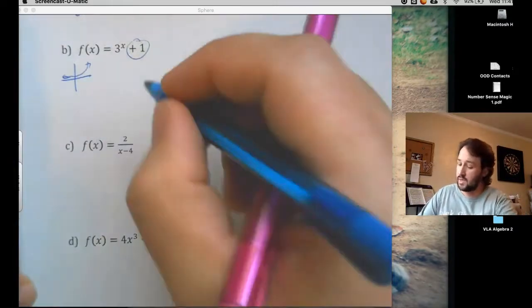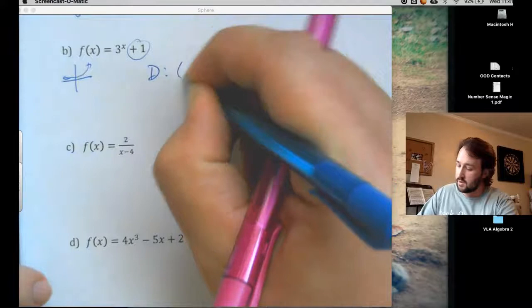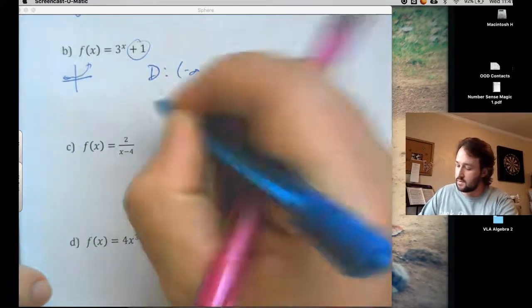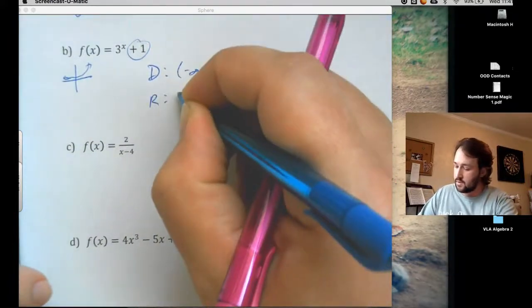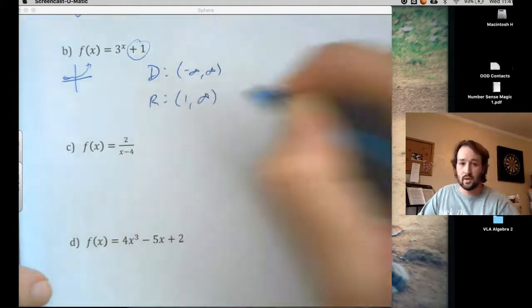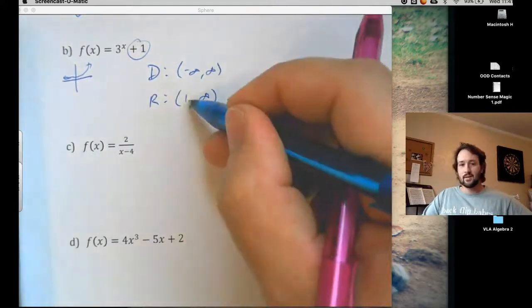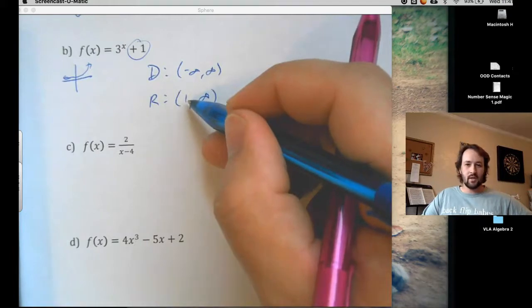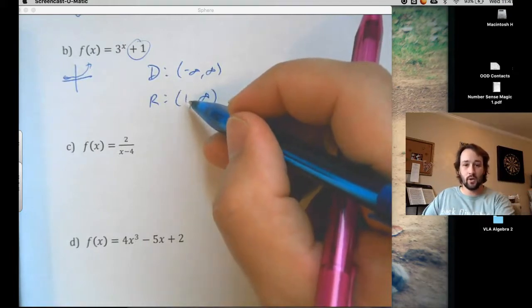So for our domain, it's going left and right forever from negative infinity to infinity. And for the range, it's going from 1 to infinity, so it's going up forever. So now notice, I did not include that 1 because remember, it's not touching it. It's just getting really, really close to 1.